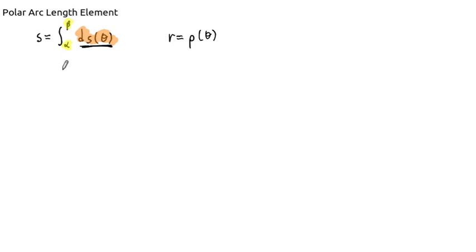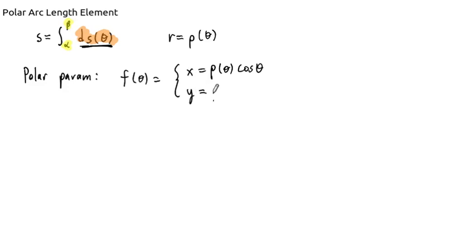We also know that we can parameterize our polar curve in terms of x and y. So the polar parameterization is given by, remember we just plug in this rho into the r of the polar coordinates that we're used to: x is equal to rho of theta, the radius, which is given by our function, times cosine of theta, and y is given by rho of theta times sine of theta. Okay, so these are just polar coordinates, but where the radius is a function of the angle theta.